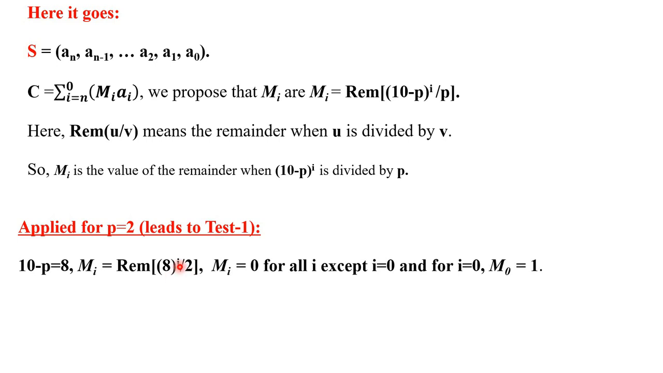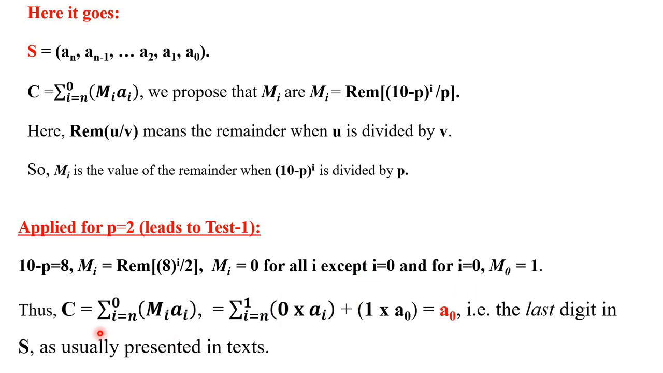Otherwise 8 to the power 1 or 8 to the power 2 or 8 to the power 3 up to 8 to the power n, all are divisible by 2, and hence the remainder is 0. Well, so what happens is that in our C, m_i a_i for i equal to 1 to n, other than 0, are all 0. So this part vanishes except for i equal to 0, and that m_0 is 1, so 1 into a_0, that means simply a_0, the last digit in S, as usually presented in the texts.